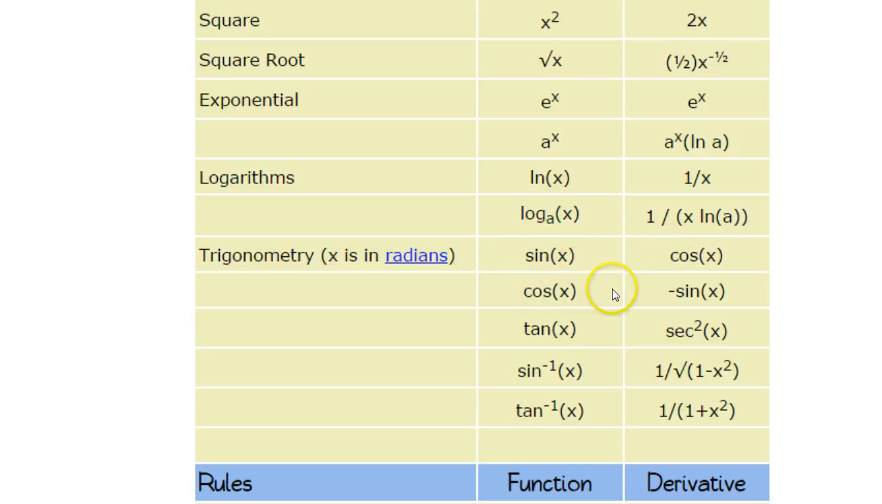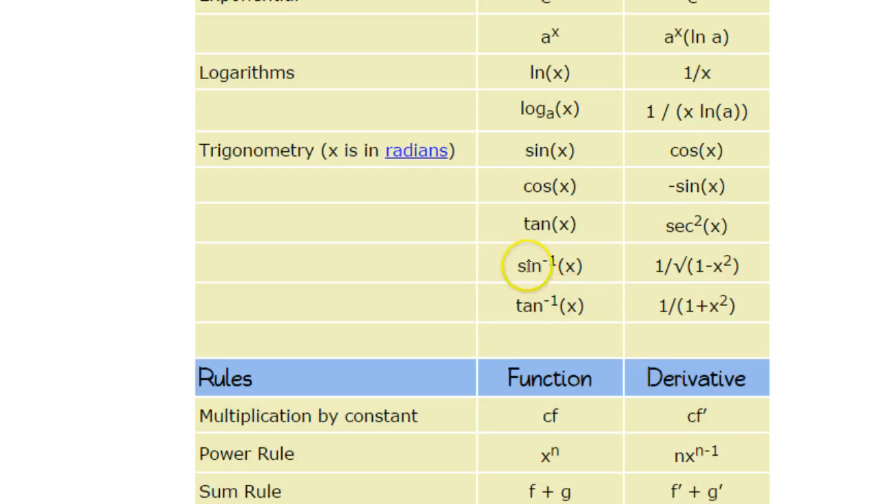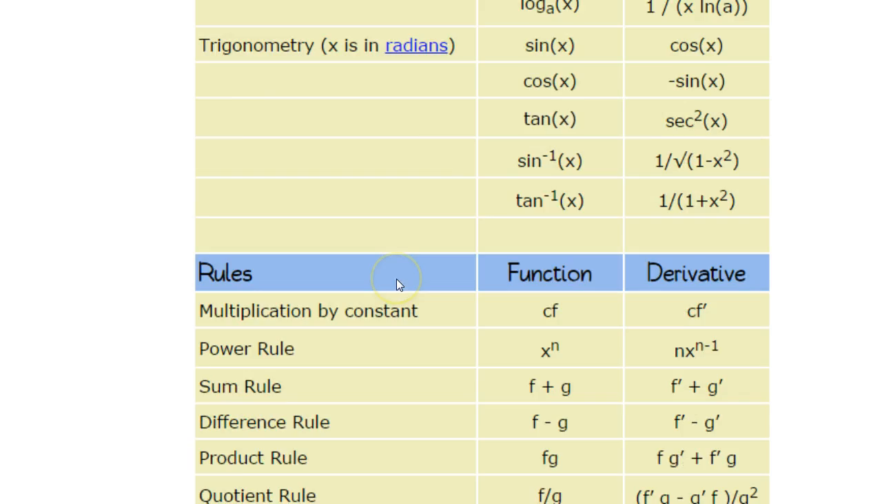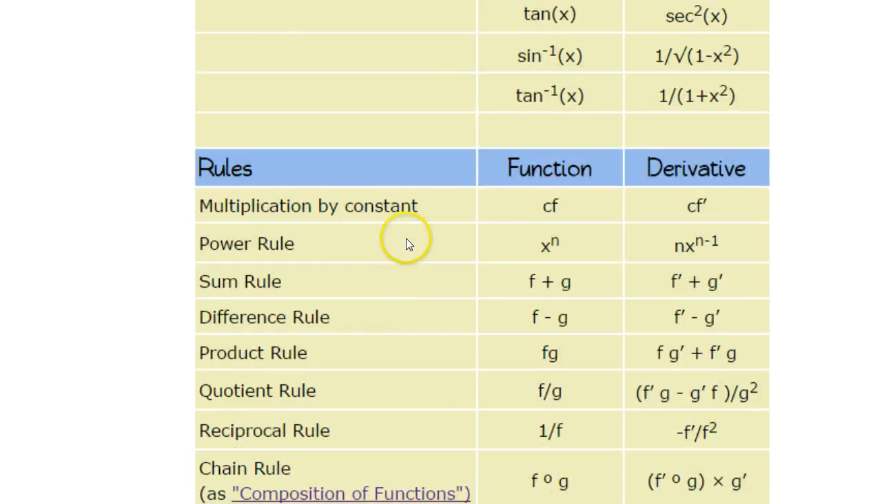The derivative of cosine of x is negative sine of x. The derivative of tangent of x is secant squared x. The derivative of sine inverse of x is 1 divided by the square root of 1 minus x squared, and the derivative of tangent inverse of x is 1 over 1 plus x squared. Okay. All right, and here are the rules.